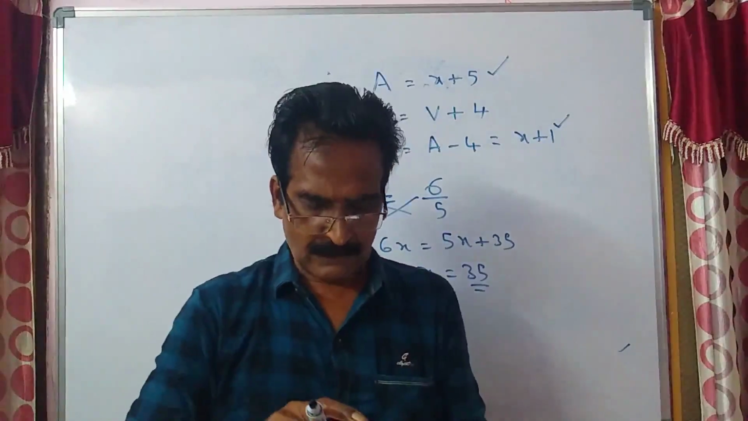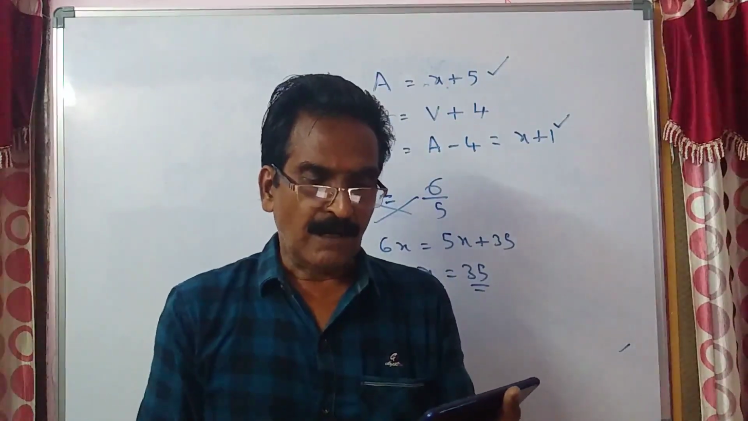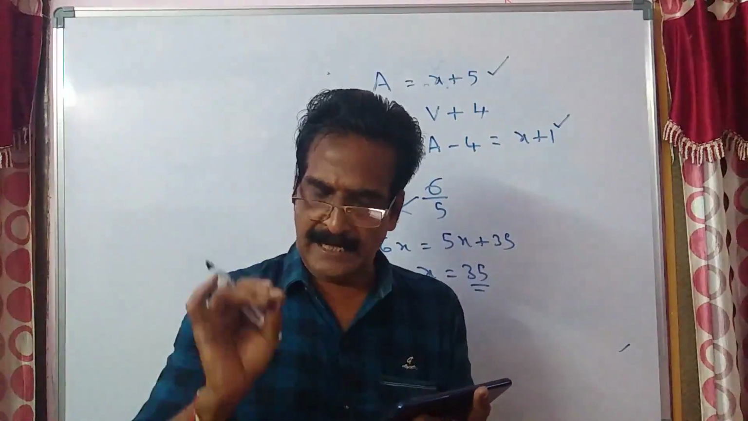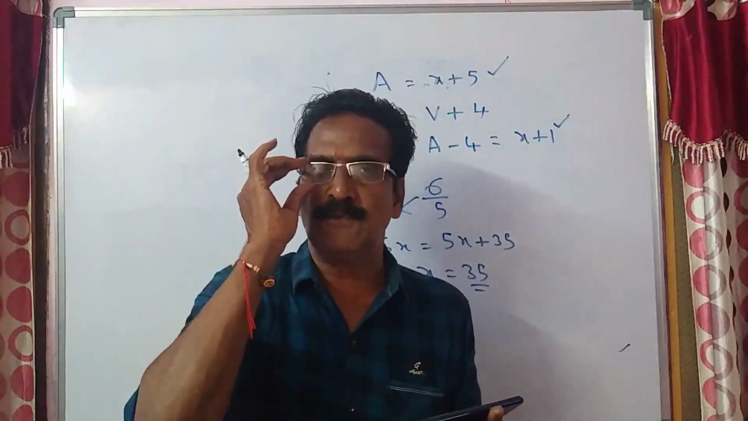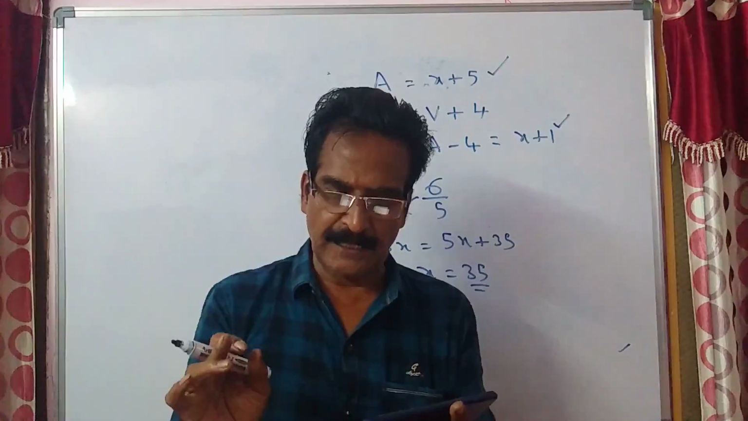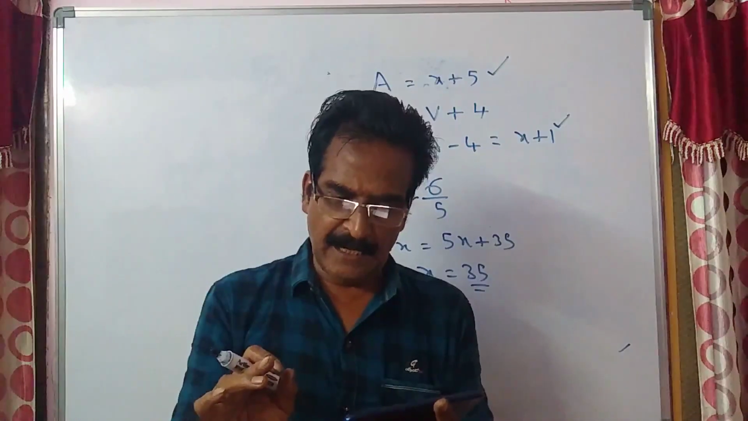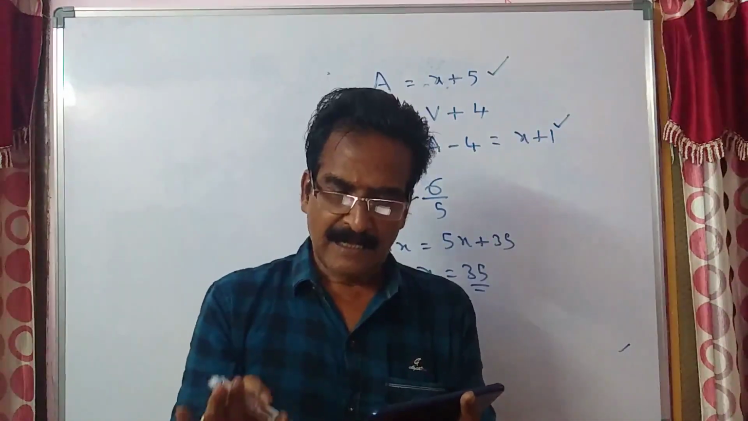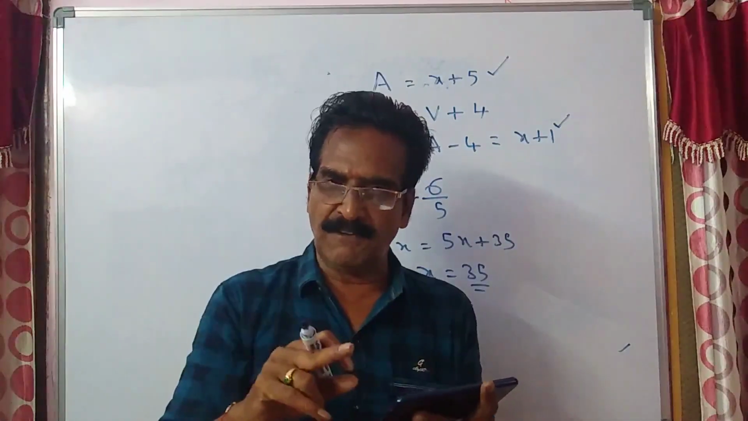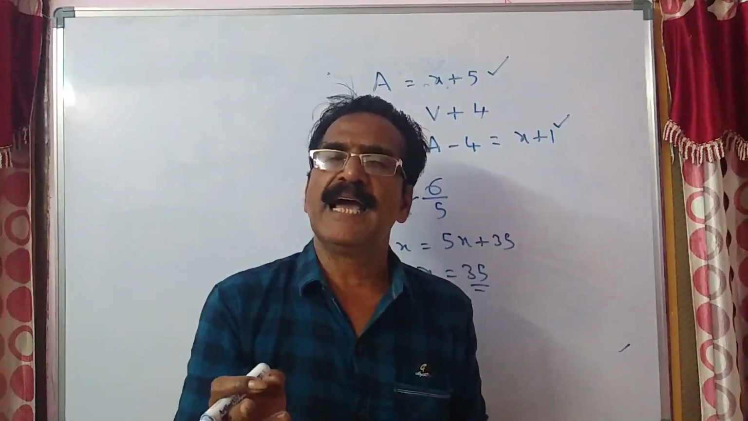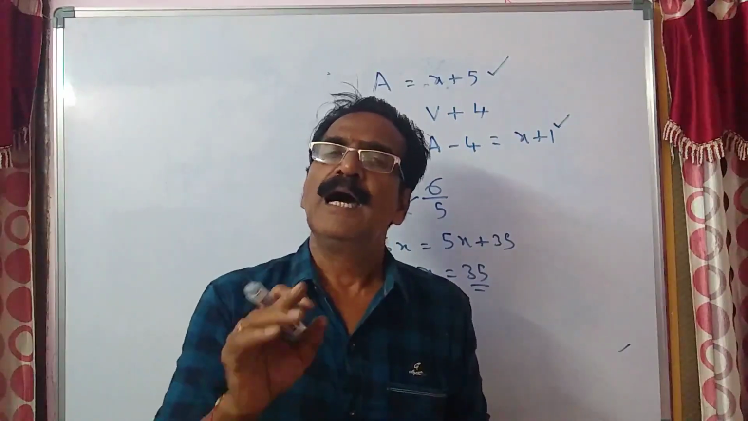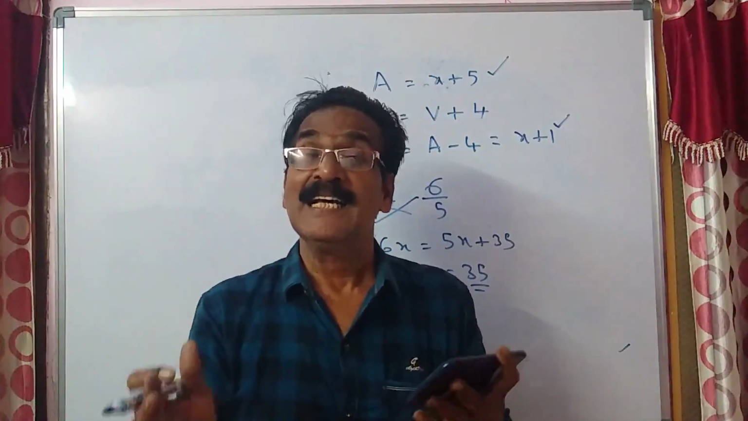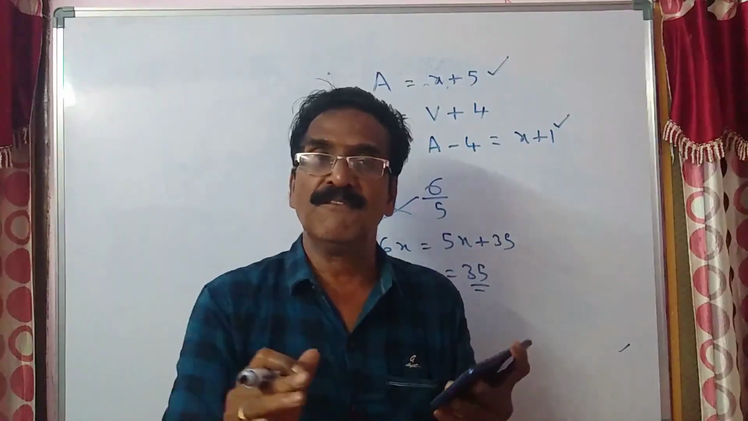Now let us see the next question. What is the question? Find the age of Sunil, whose age is 4 years less than the average age of Arun and Varun. So let us find the average age of Arun and Varun and subtract 4 years, because Sunil is 4 years less than the average of Arun and Varun.